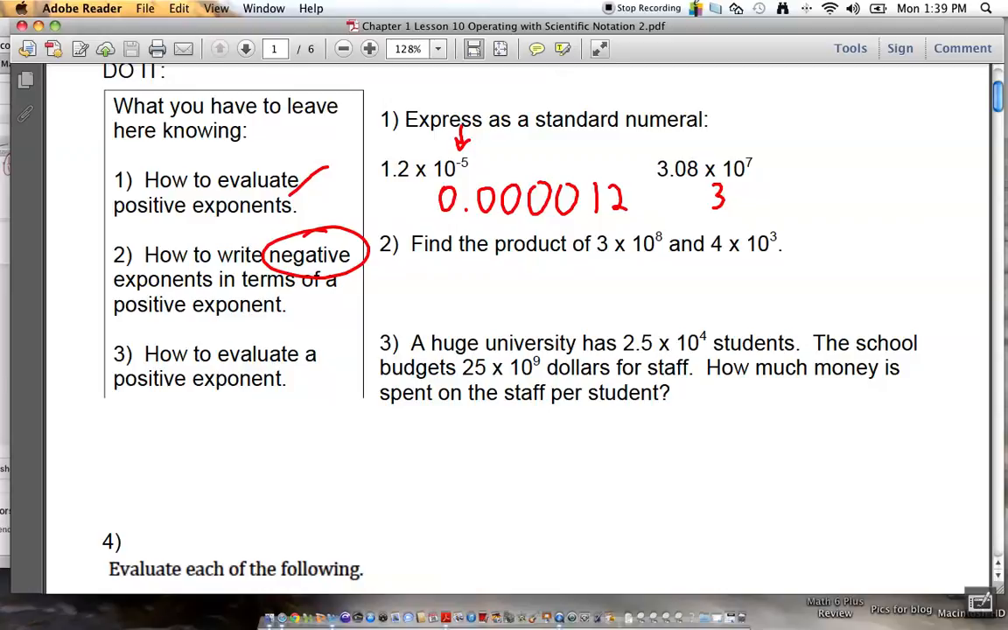No, not 7 zeros. You see, Elena is making the mistake of thinking this means the number of zeros. The 7 does not mean the number of zeros. Who wants to tell Elena what the 7 means? Chris, how many places do you go?